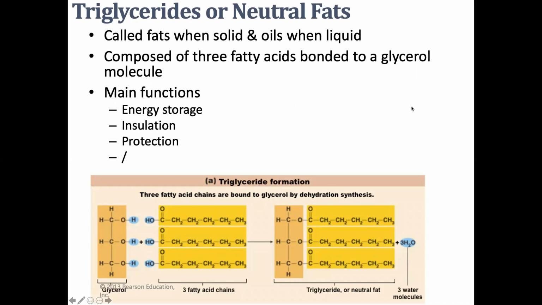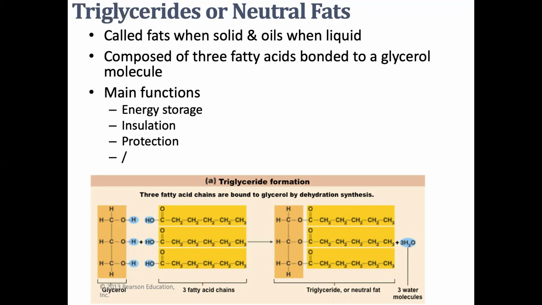So triglycerides are called fats when they're solids and oils when they're liquid. At room temperature, a saturated fat and a saturated triglyceride are going to be a solid. Think of things like butter and Crisco, okay? And at room temperature, an unsaturated fat or an unsaturated triglyceride is going to be a liquid. And the reason for that is that the double bonds in the fatty acid tail means that the tails don't stack quite as easily, which means they move more, which means they're going to be more like a liquid.